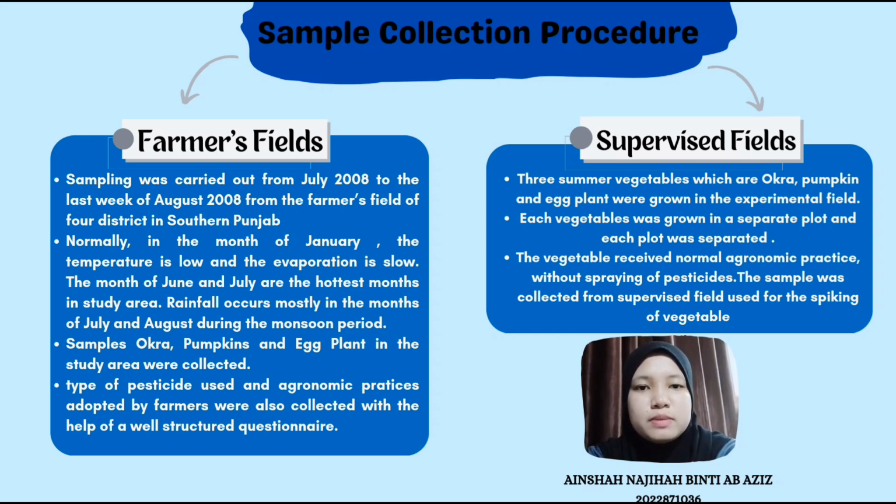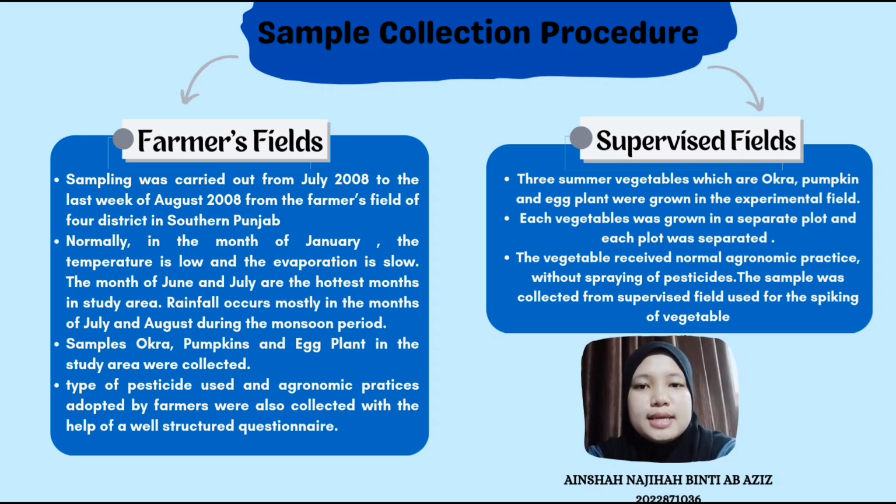Samples of 3 vegetables, which are okra, pumpkin, and eggplant, that were extensively grown in the study area were collected. Information about farmers' aptitude, type of pesticide use, and agronomic practices adopted by farmers was also collected with the help of a well-structured questionnaire.